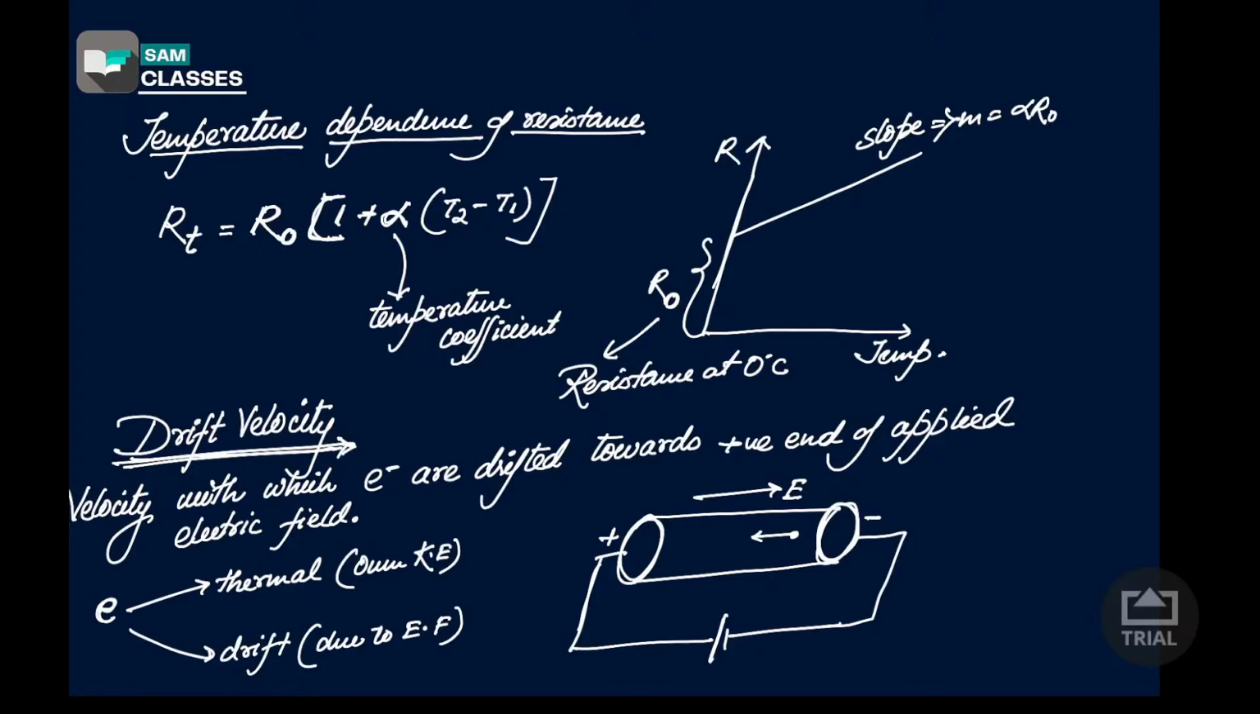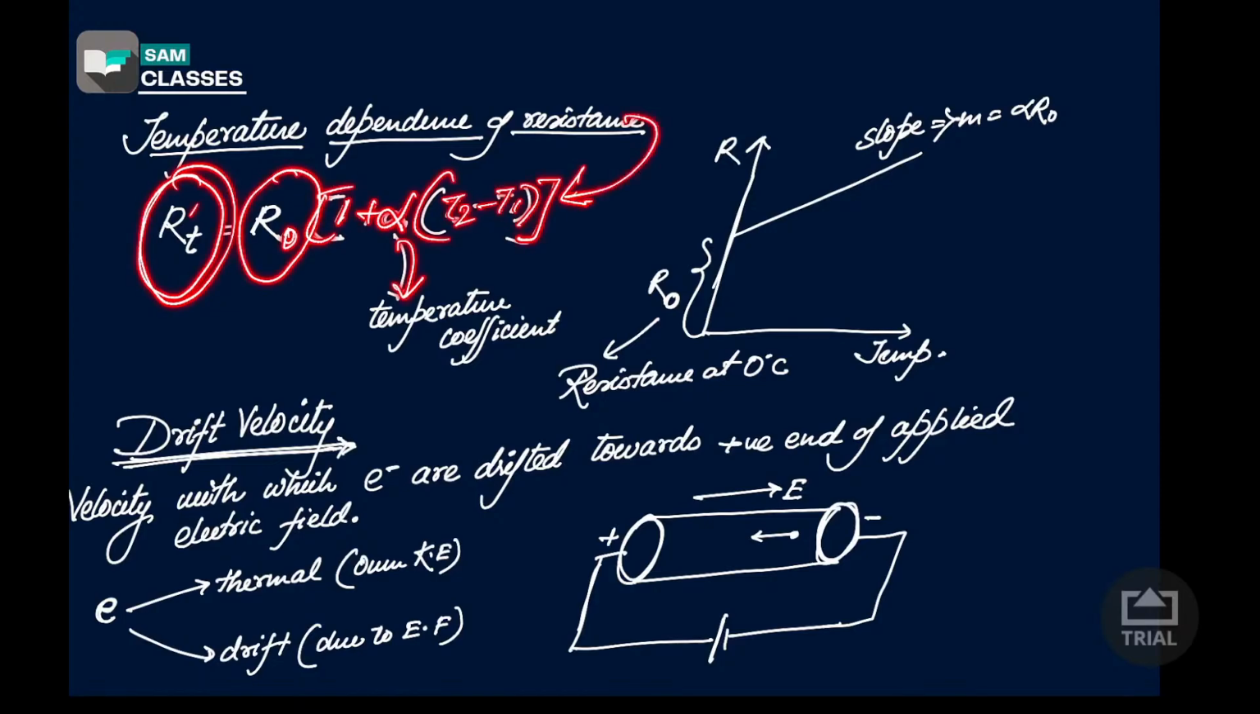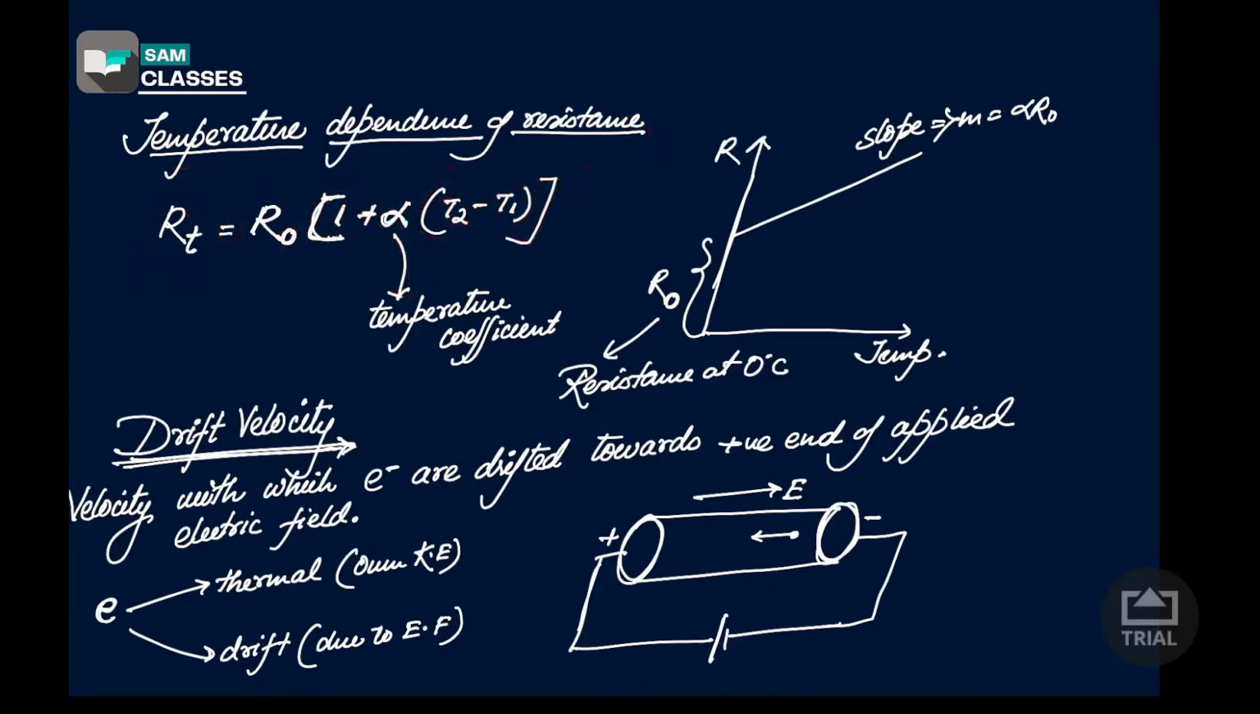Chalo. So RT, resistance at any temperature T, is equal to resistance at initial temperature R0, bracket 1 plus alpha, they'll give you, that is the temperature coefficient, into the change in temperature T2 minus T1. This is the formula. By using this formula, I can find the resistance at any temperature T. Clear? Which is starting from R0, okay, to any other temperature T. Clear, everyone? Next will come the concept of drift velocity. We'll come to the concept of drift velocity.